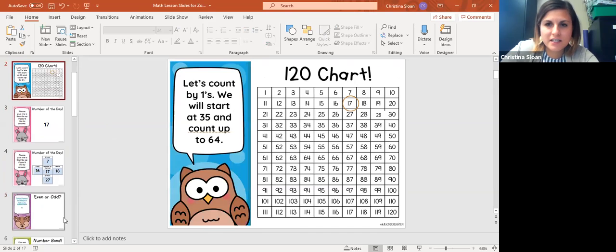So here's 17. And remember, our even numbers, we can cut them in half. So our even numbers are 2, 4, 6, 8, and 10. So all of the numbers in this column that end with a 4, all of the numbers that end with a 6, all of the numbers that end with an 8, and all of the numbers that end with a 0 are all even. All the other numbers, so 1, 3, 5, 7, and 9 are all odd. So as 17 ends with a 7, is that even or odd?